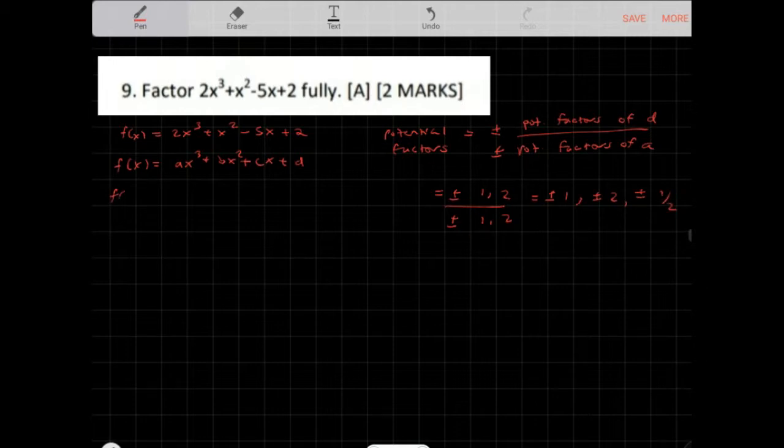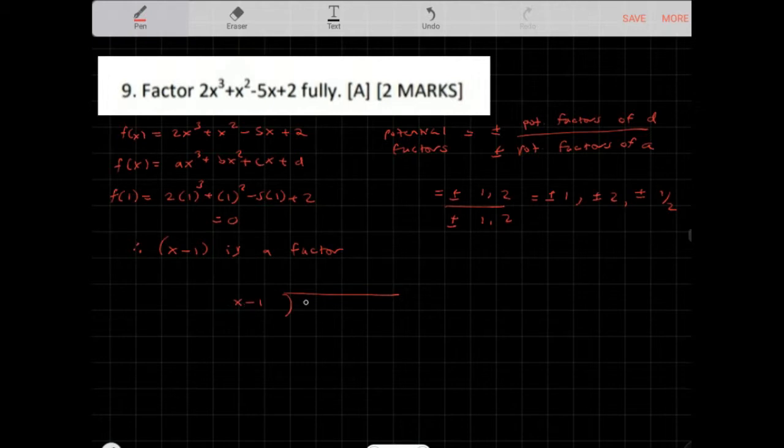So I'm going to start by testing out positive 1. You just need to test and solve for one factor. So if you do that, you can notice here that this is actually going to be equal to 0, because you have 2 plus 1 is 3, minus 5 negative 2, plus 2 is 0. So f of 1 is 0, so therefore x minus 1 is a factor. After you figure out one of the factors, you can either use synthetic division or long division. I'm just going to use long division for this.